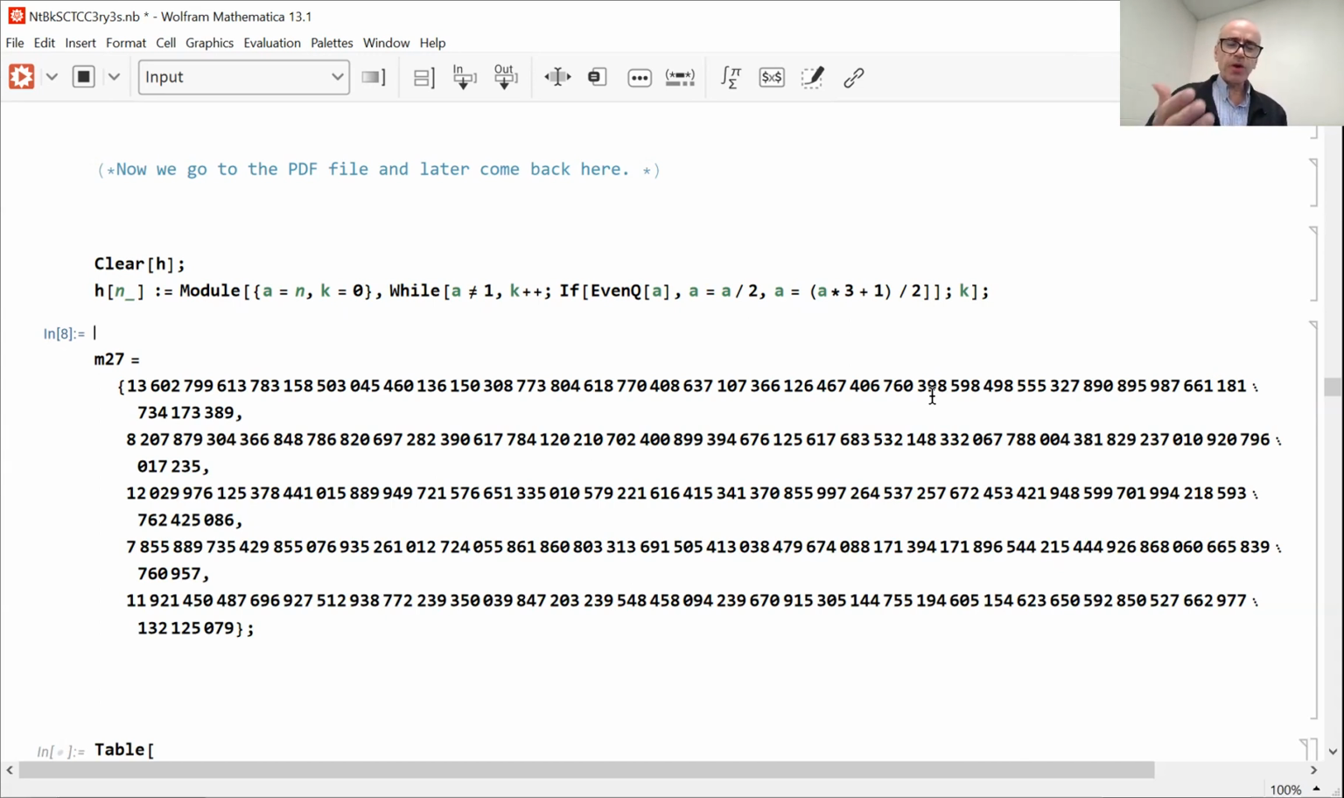If it's odd, do the process of 3x plus 1 over 2 to it. In other words, multiply your number by 3, add 1, divide by 2. It's one of the most difficult unsolved problems that could easily be described as follows. No matter what number you start with, you are going to end up with number 1.